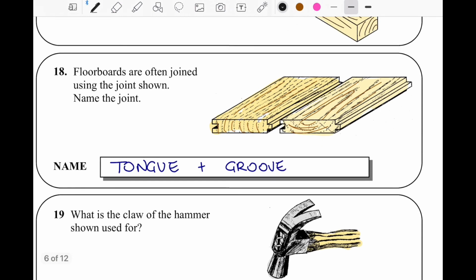Now, floorboards are often joined using the joint shown. Name it. Well, this is a tongue and groove joint. Okay, and I don't think we've come across that before, so we're just going to learn it now. Basically, this here is the groove, and this tongue fits into it, and it's usually used in flooring. It usually makes the flooring a little bit more expensive, but it's a great way to put down flooring, because even in the event that your flooring contracts a little bit and ends up having gaps in between, there's still a little piece of timber in there. You'll still see timber if you look down through the gap.